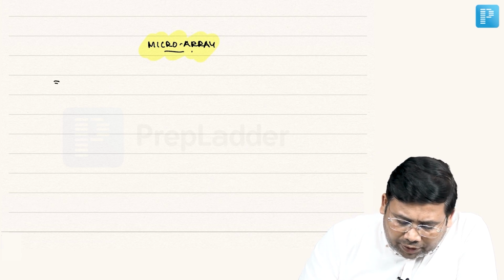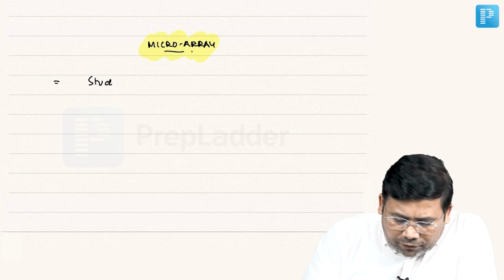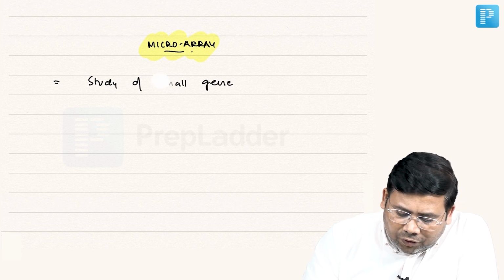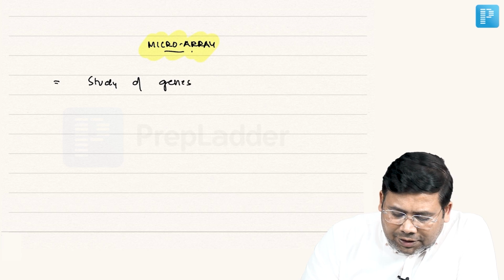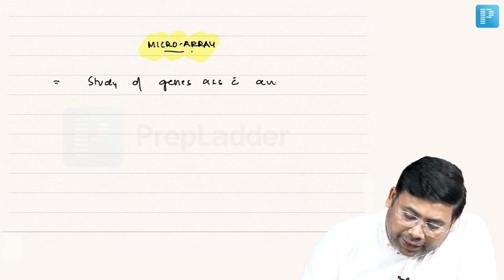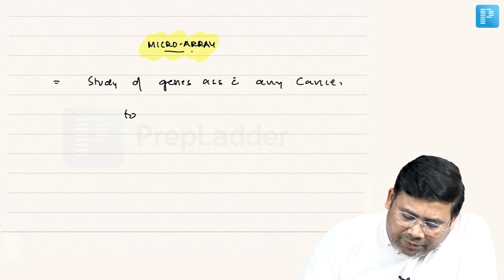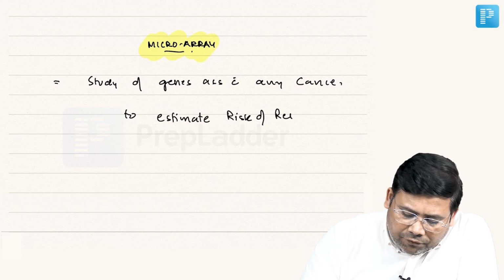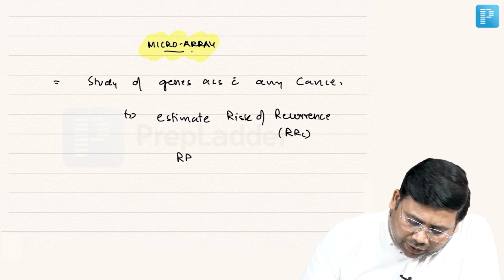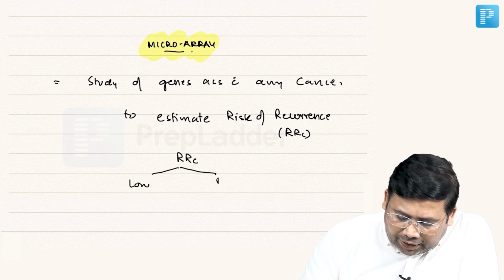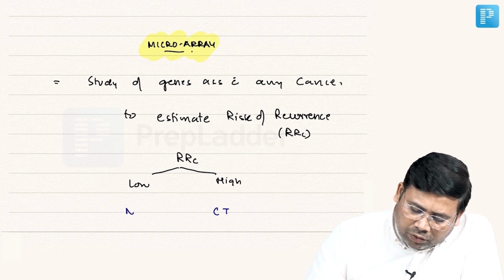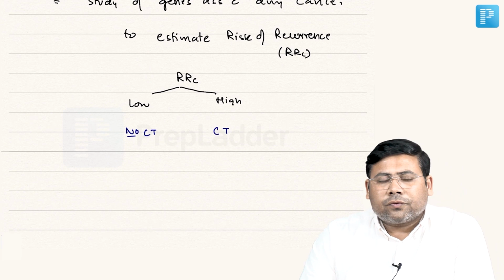So microarray actually is the study of small genetic structures. So the study of the genes associated with any cancer to estimate the risk of recurrence. So estimate the risk of recurrence, and this is very important. This is remembered as RRC. Now for any patient, if RRC is high, meaning the risk of recurrence is high, then you have to give chemotherapy, and if it is low, then no chemotherapy. Now this is nowadays used for colon very commonly.